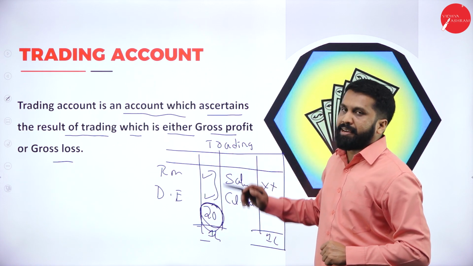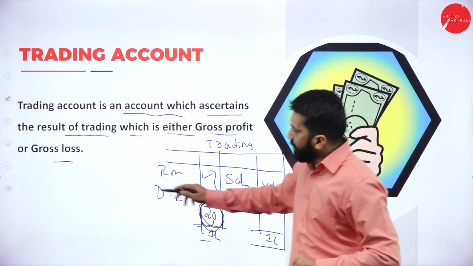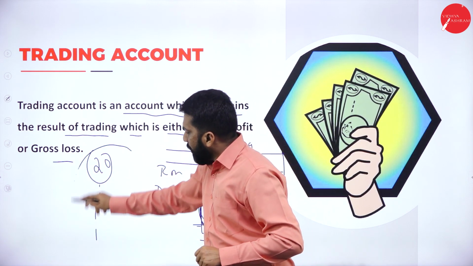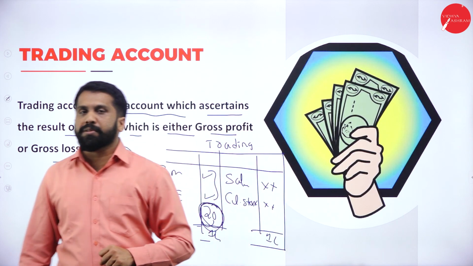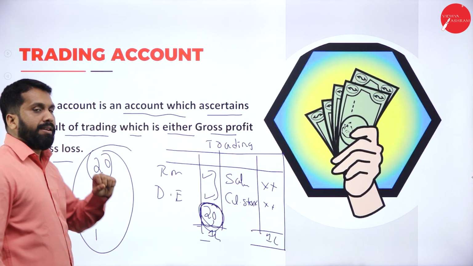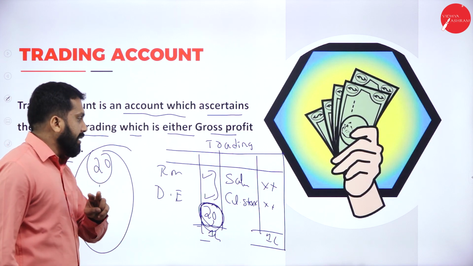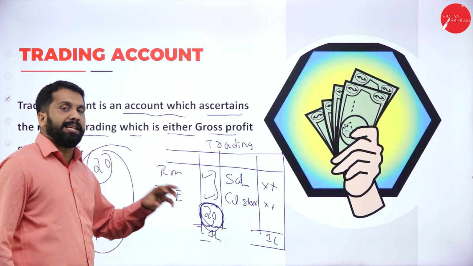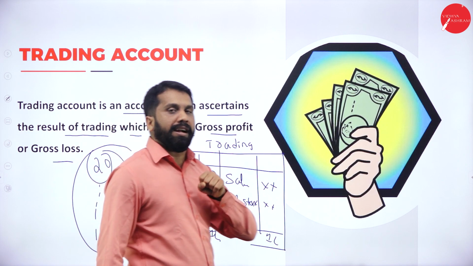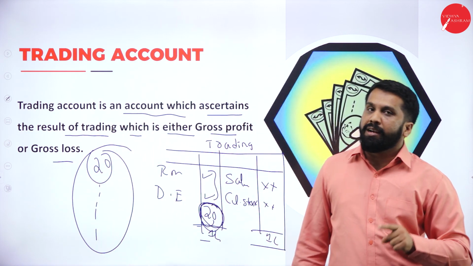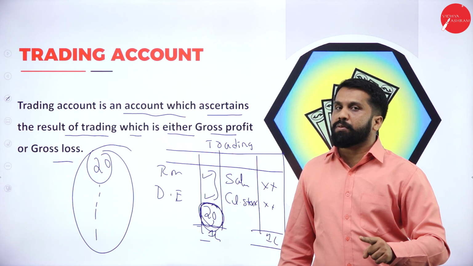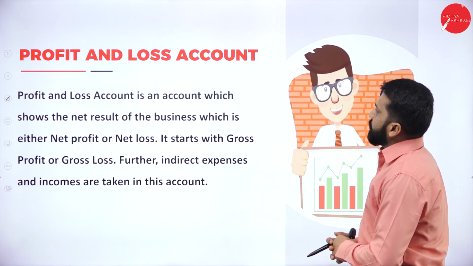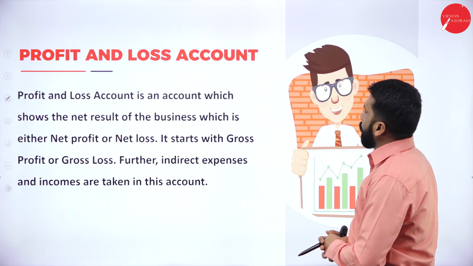So this is called the trading account. We have to take this 20,000 separately, then we have to deduct everything. That is called the profit and loss account. First one is the trading account, second one is profit and loss. In the trading account, we do only direct things. Once you have done that and got some profit, you take out that profit and from that you calculate your actual profit, with the help of the profit and loss account.